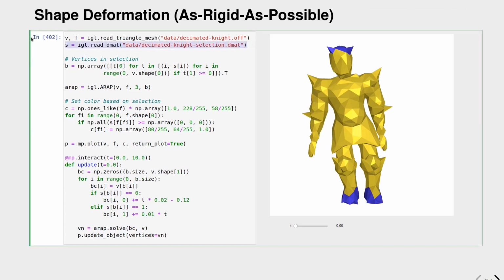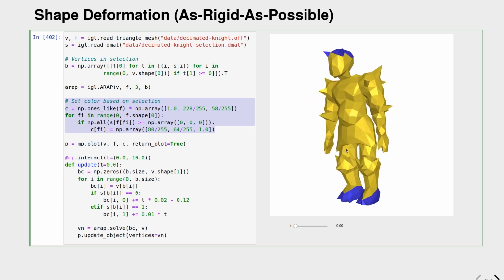We first load again our triangle mesh as well as the selection, then we gain our boundary indices from the selection, and we again generate this ARAP object as we've done in texture mapping, but now we do this ARAP computation in 3 dimensions. So the energy minimization considers 3 dimensions. We then also hand in the boundary indices, and we set the color here for the plotting to have blue colors for the selected regions and yellow color for the free-floating regions.